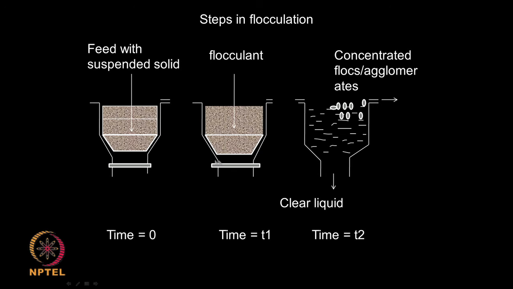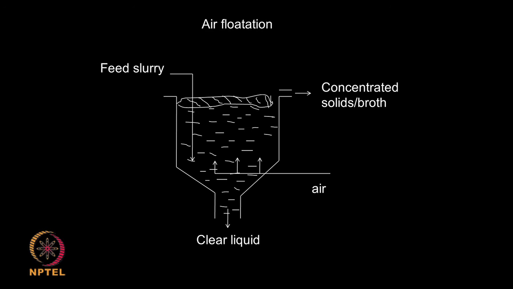Now, analogous to that, if the flocks are lighter than the liquid, then they may float. So, at time equal to 0 you take your feed, then you add your flocculant at time equal to t1, and then after some time the solids which are floating are skimmed off or removed at the top, and the liquid is at the bottom, which is clear. So, both the approaches are possible depending upon whether the flocks that are formed are heavier or lighter than the liquid. Now, there is another method that is called air flotation.